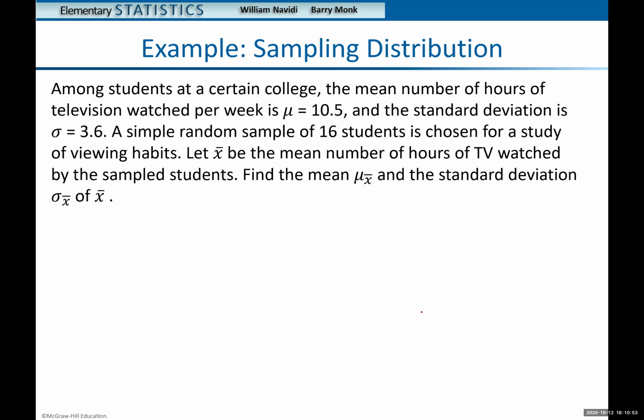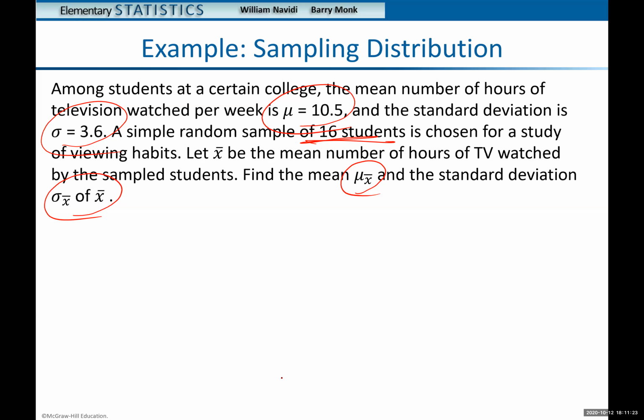Among students at a certain college, the mean number of hours of television watched per week is 10.5, and the standard deviation is 3.6. A simple random sample of 16 students is chosen for a study of viewing habits. Let X bar be the mean number of hours of TV watched by sample students, and we have to solve for the mean of all the means and the standard deviation of all the means.